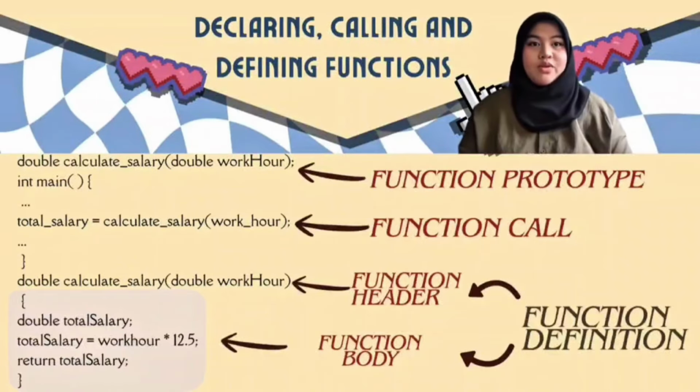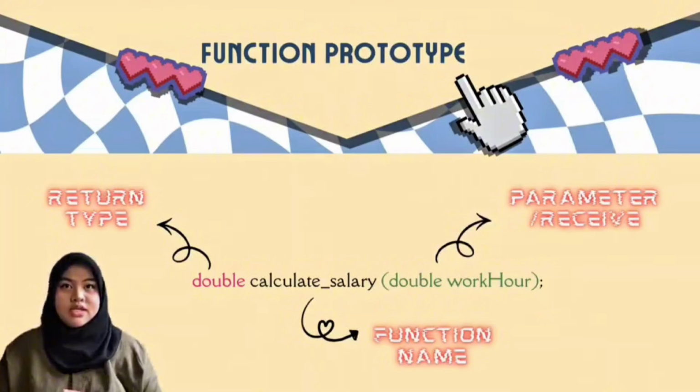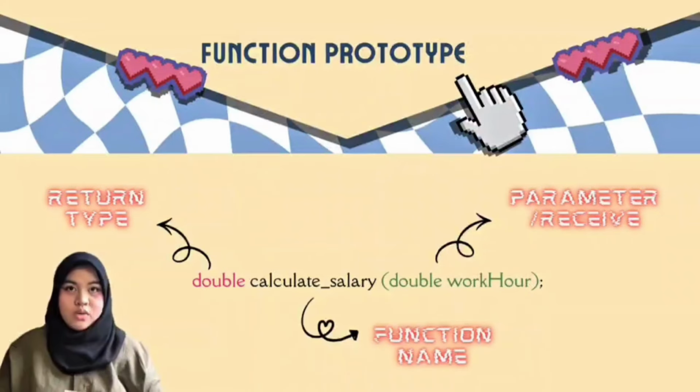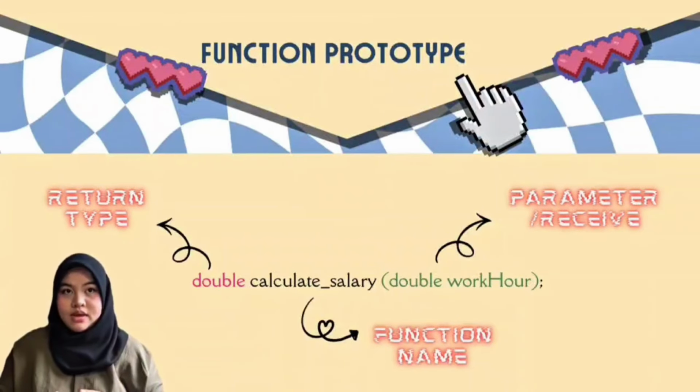To tell the difference between the four types of function, you can look at the function prototype: double calculateSalary(double workHour). The double we know as the return type, and calculateSalary is the function name. Anything in the brackets we call a parameter.